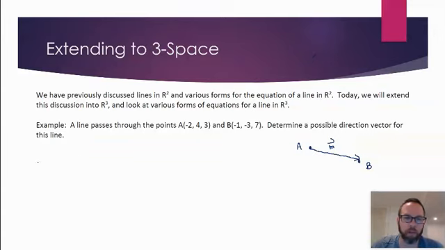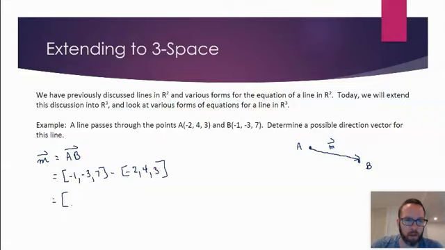So a possible direction vector for this line would be AB, and we would get that by taking the position vector for B and subtracting A. That looks like -1 plus 2 is 1, -3, -7, and 4. So finding a direction vector for two points in R3 is as easy as it was in R2.